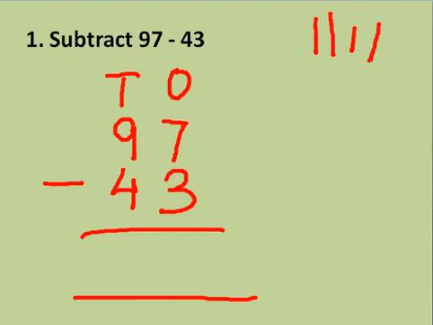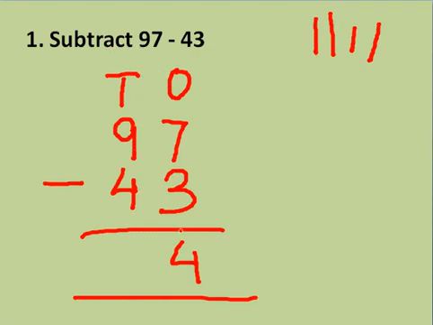So how many standing lines did I get? You can do it on your fingers also. How many standing lines did I get? 6, 5, 4, 3. 1, 2, 3, 4. 4 standing lines. So 7 minus 3 is 4. In the same way, at tens place, 9 minus 4.